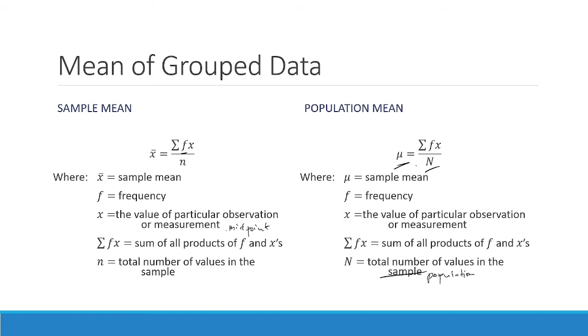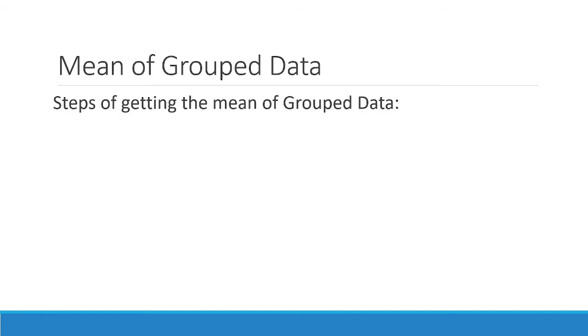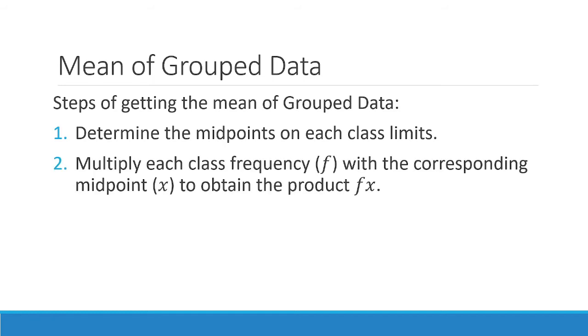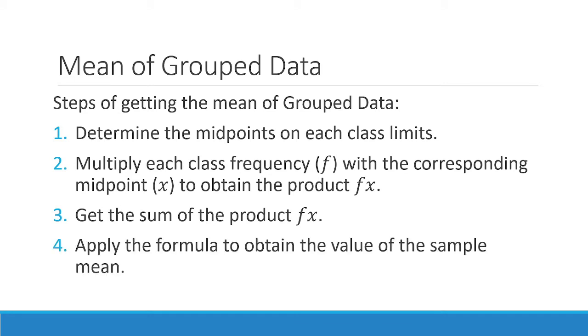So I have here an example. But before our example, we just need to discuss the steps of getting the mean of grouped data. First, we need to determine the midpoints. That is, after you have constructed your frequency distribution table, you determine the midpoints of each class limits. You multiply each class frequency with the corresponding midpoint to obtain the product fx. Then get the sum of those fx, then apply the formula to obtain the value of the sample mean.